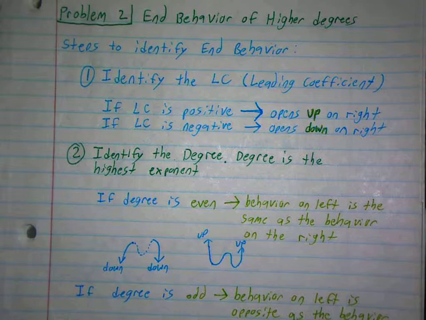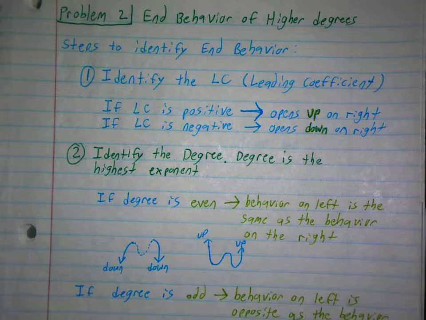Now, higher degrees kind of work the same way. If the leading coefficient is positive, then that means it opens up. And if it's negative, it opens down on the right. Okay? So I'm trying to face the same way as you. So if the leading coefficient is positive, it opens up on the right. If the leading coefficient is negative, it opens down on the right.